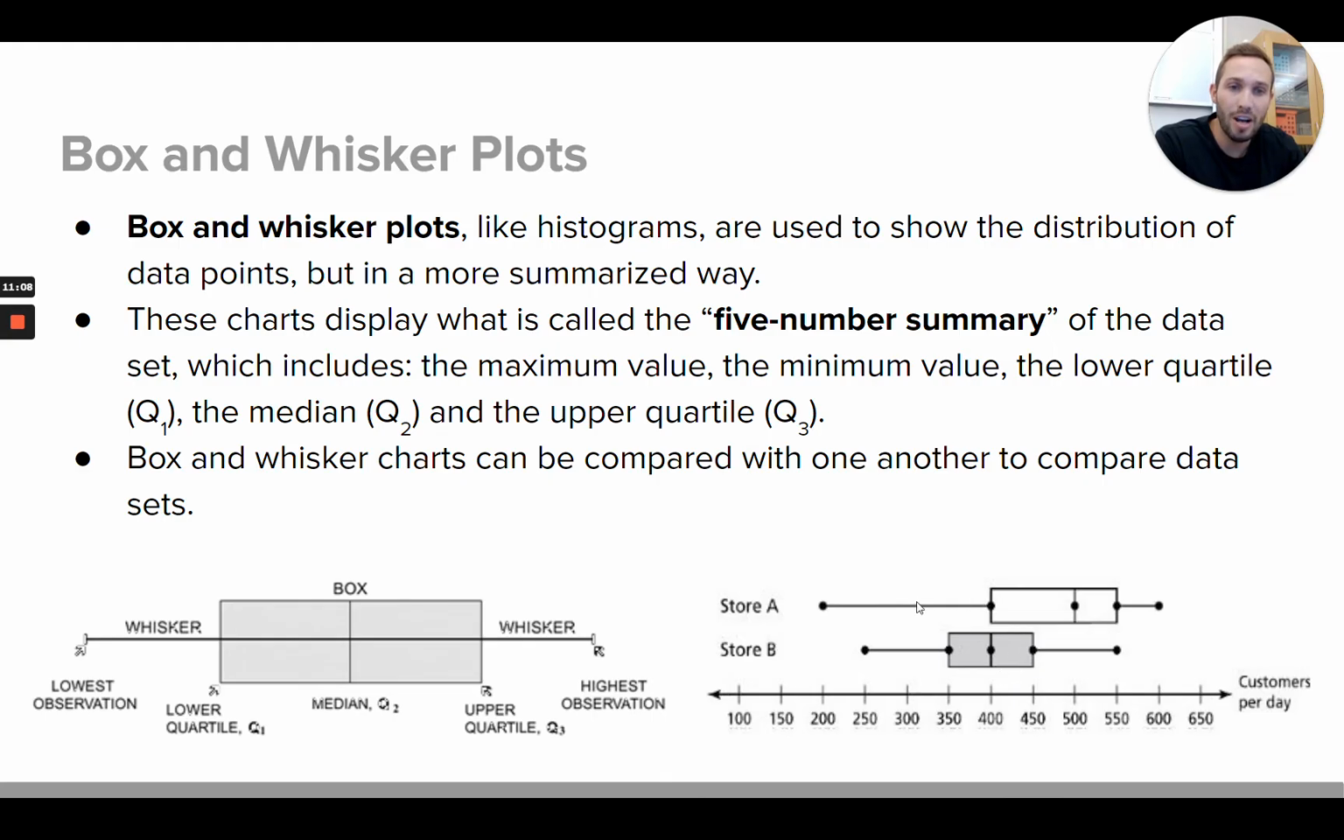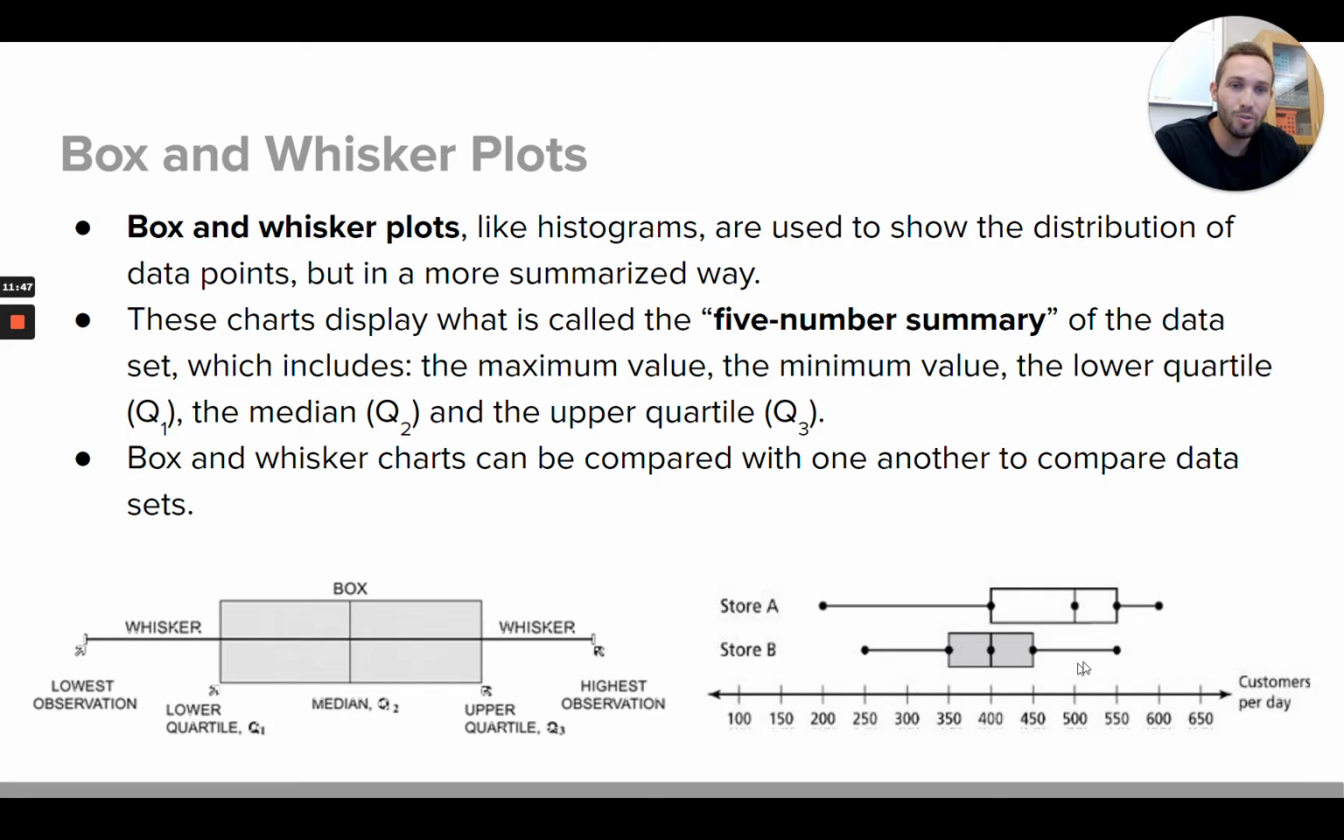But again, this is showing you the data chunked into fourths. And so what that means is for store A, if you're looking at that, 25% of the days, there's this many customers between this value 200 and 400. 25% of the days, there's between 400 and 500. Another 25% of the days, there's 500 to 550. And another 25% of the days, there's 550 to 600. Which really means like half the days, there's 500 to 600 customers.